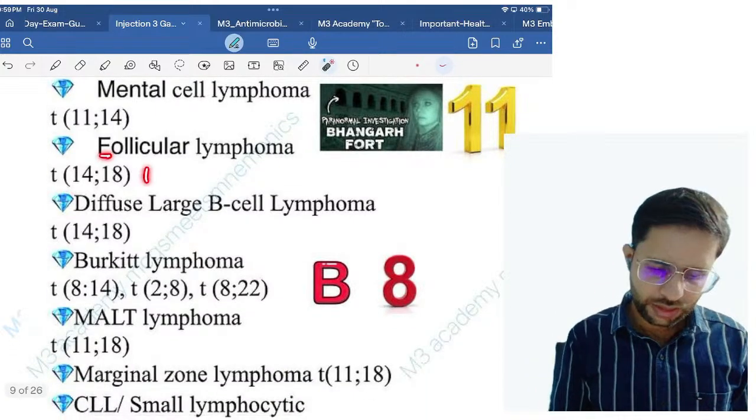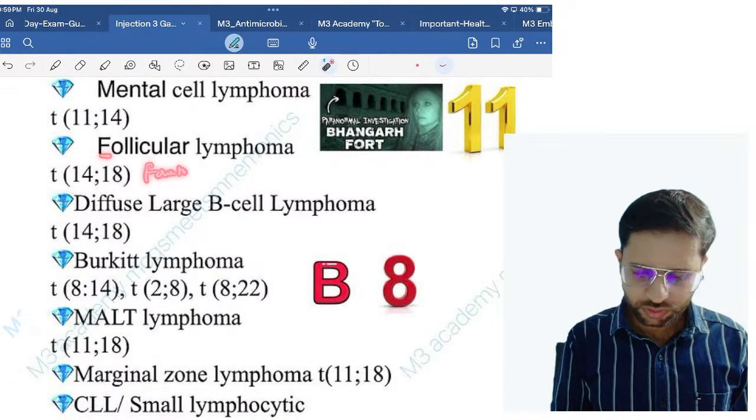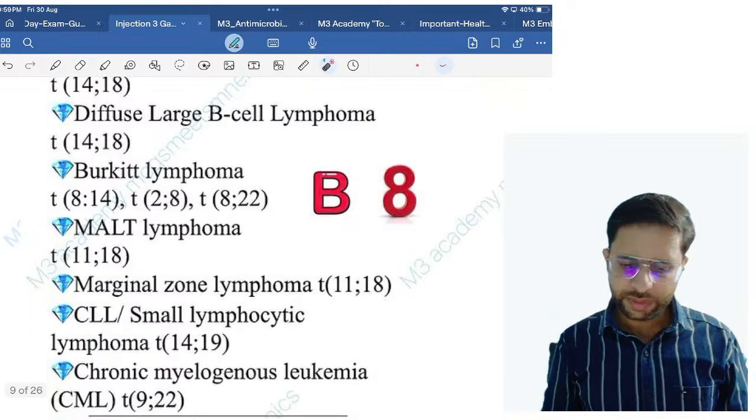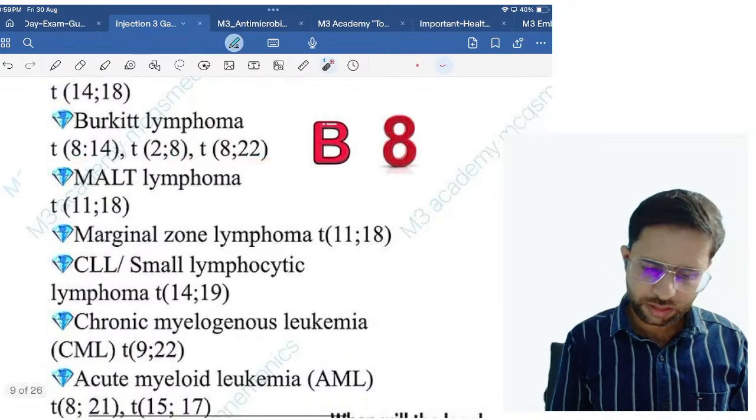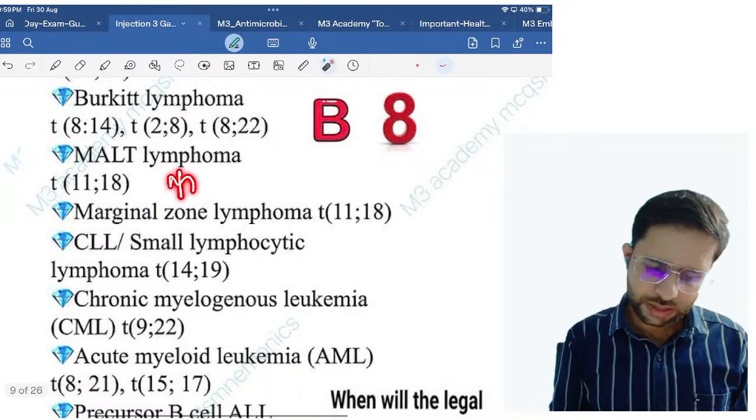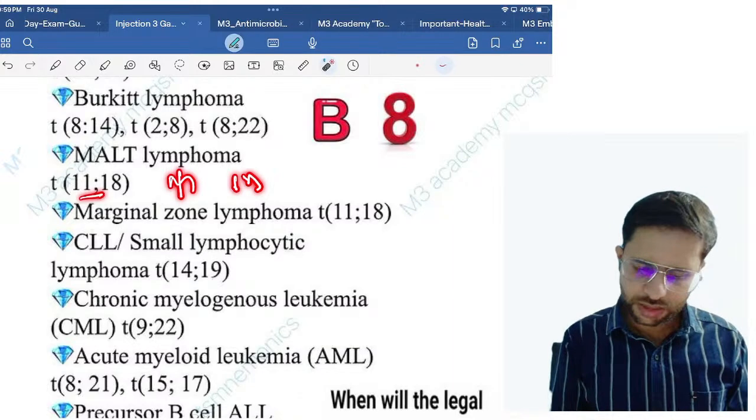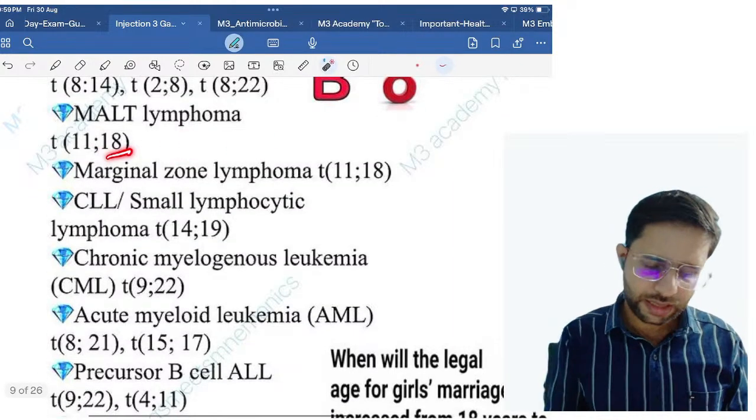Follicular F4, you can remember 14, so 14:18. DLBCL 14:18. Burkitt B looks like 8, so 8 you can remember. MALToma, this M you can break down. This M looks like 11, so MALToma 11. And Mantle's age is 18.